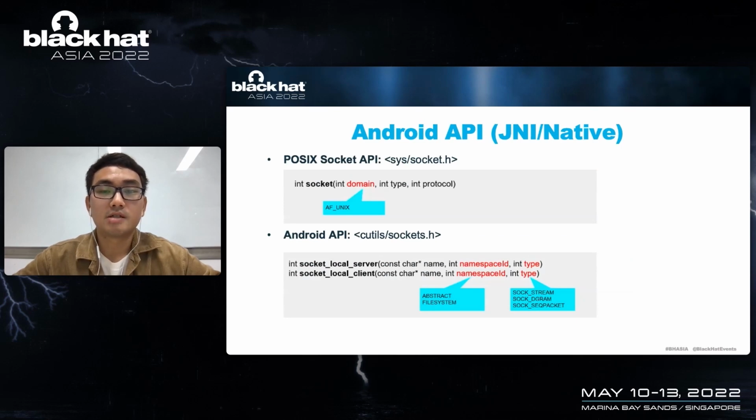Indeed, most Unix domain sockets are created in native code because there are more fine-grained APIs. The UDS facility is a standard component of the POSIX operating system, so we can use all POSIX socket APIs. Just set the domain to AF_UNIX. On the other hand, we can use some encapsulated APIs, such as socket_local_server and socket_local_client. They are more convenient, but not included in the NDK.